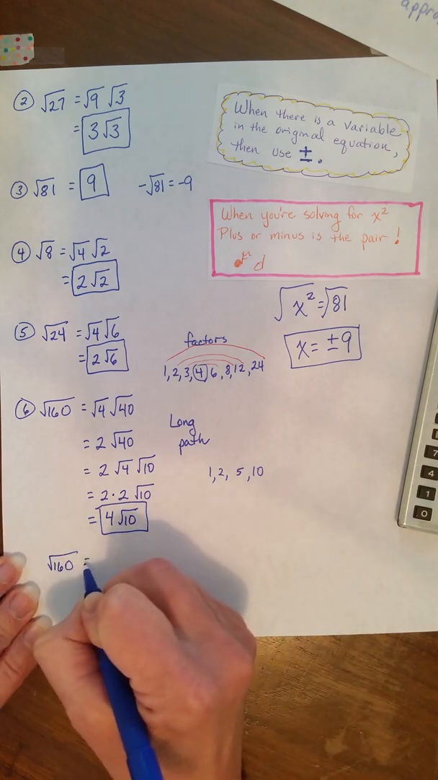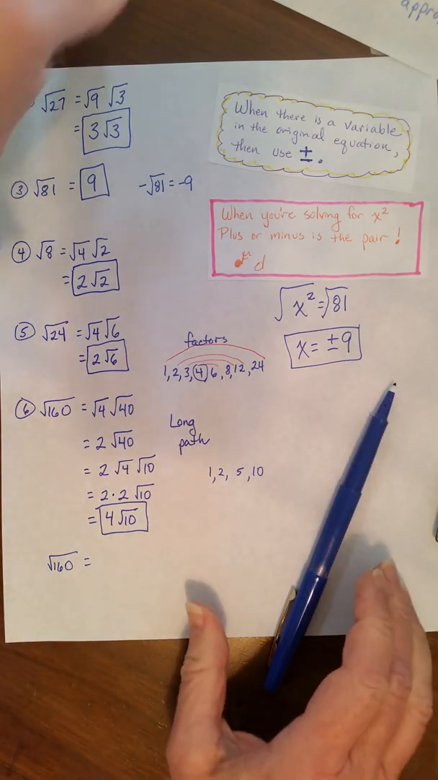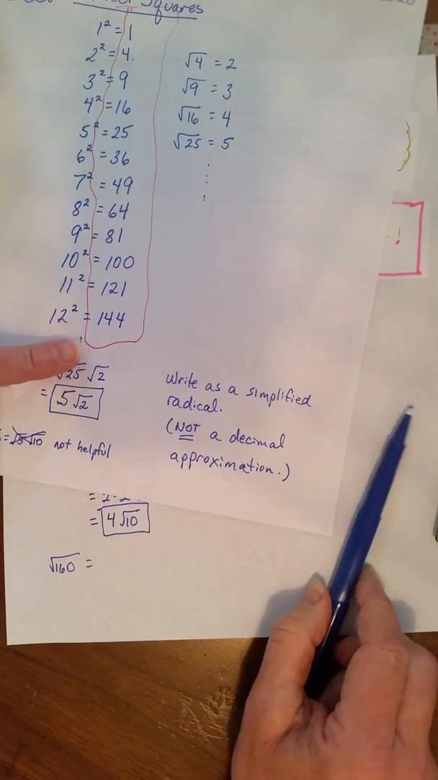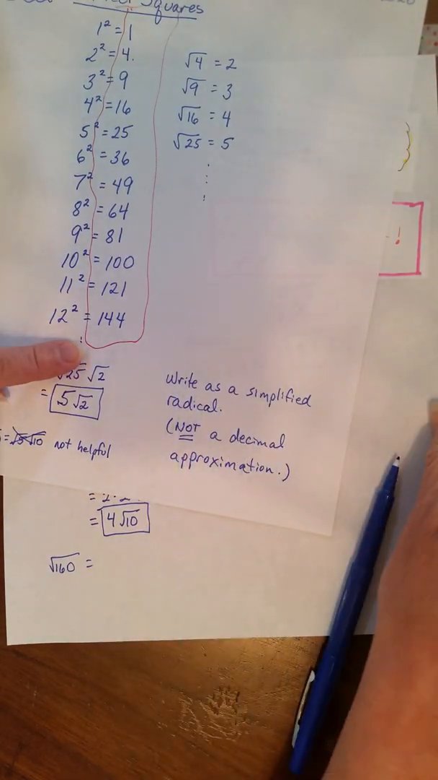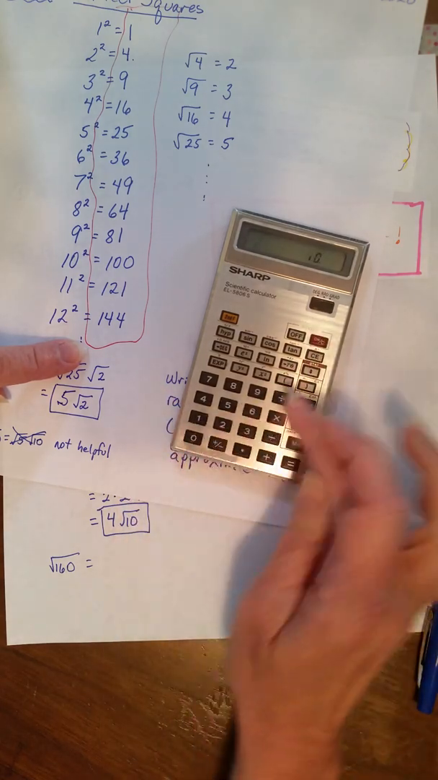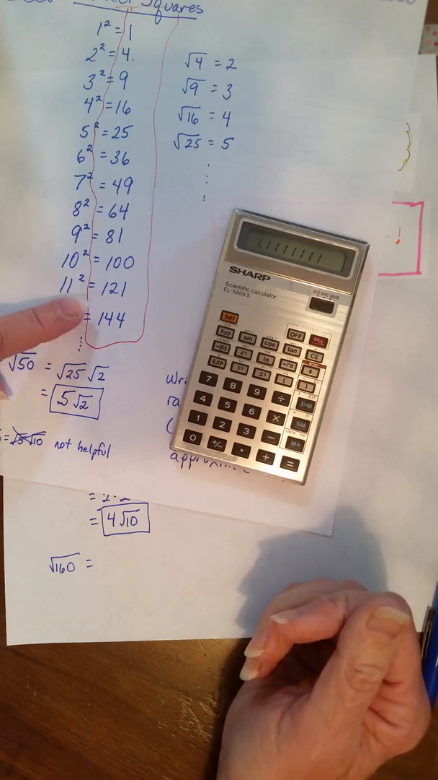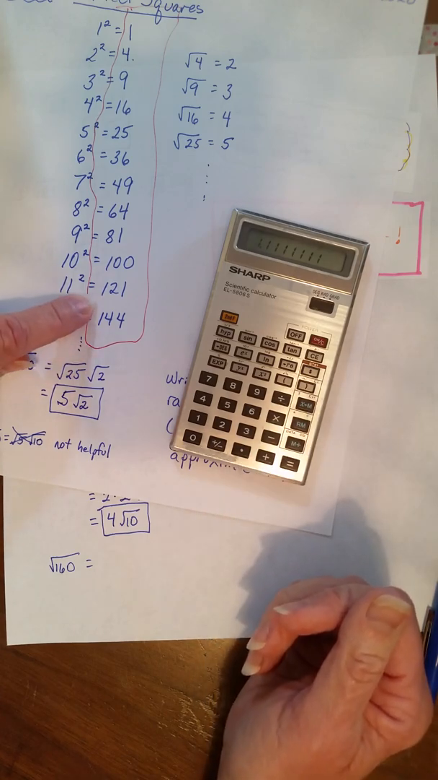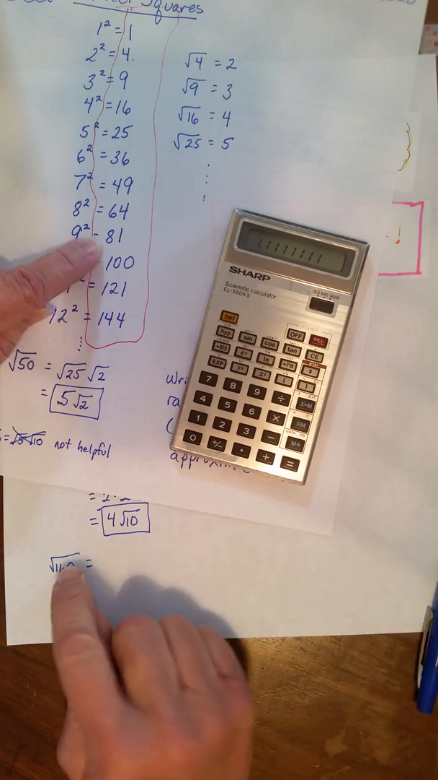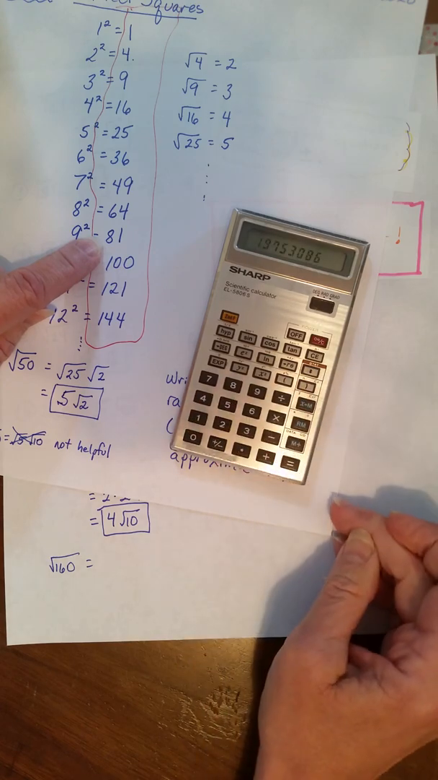The square root of 160. Let's look for the largest perfect square factor. So if I look at 160, first of all, is it divisible by 144? 160 divided by 144, no, it's not. Is it divisible by 121? No. Is it divisible by 100? No. By 81? Well, let's try it. 160 divided by 81. No.